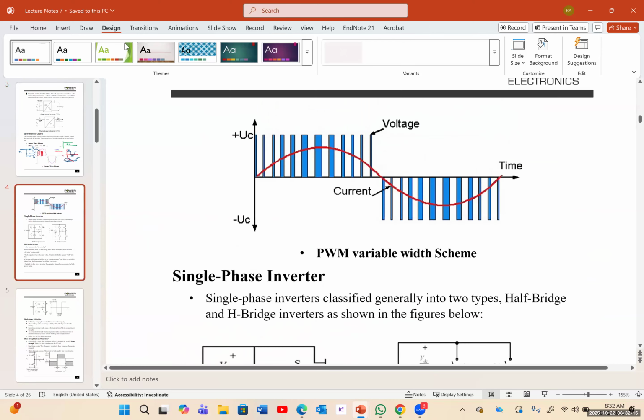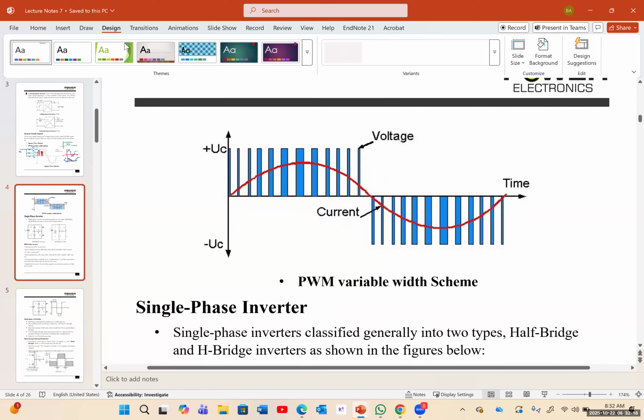Now, this is an example of a PWM variable width one. And as mentioned, you can use the resistor. Obviously, we don't want to use the resistor. It's a lot of waste, but I just wanted to show you how the concept works.